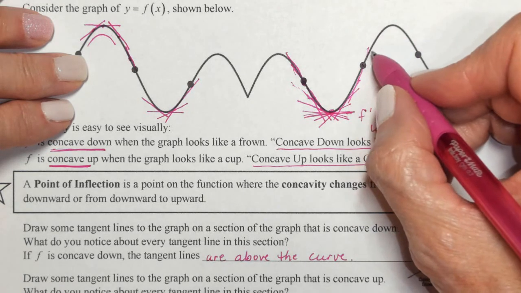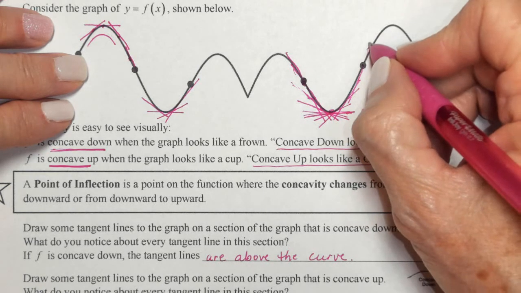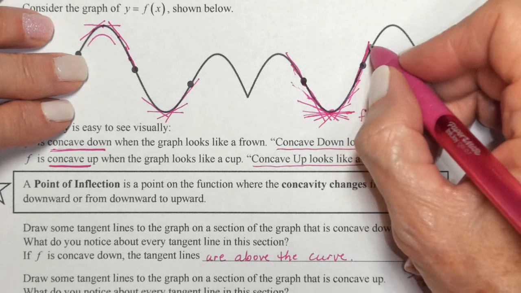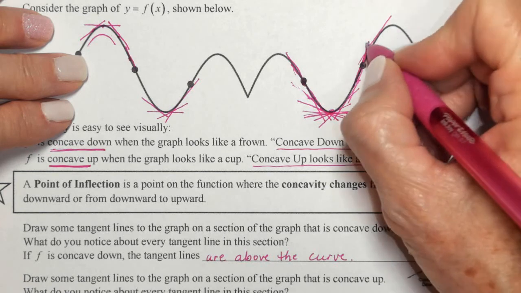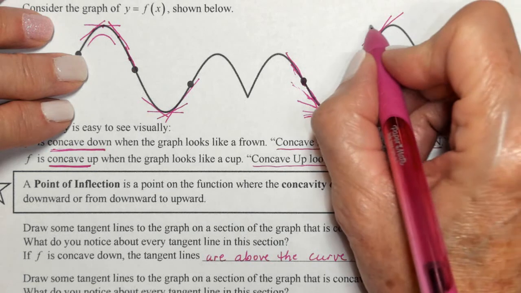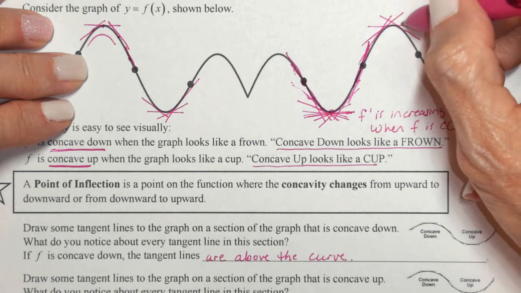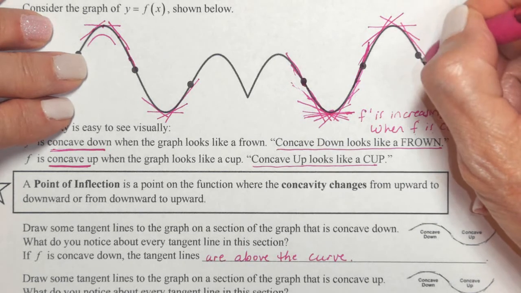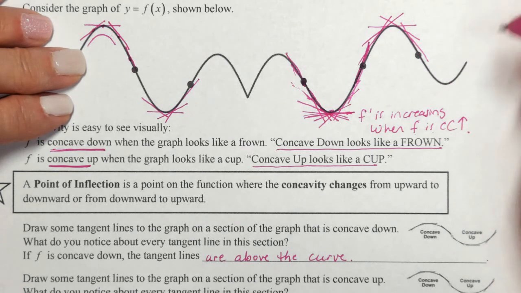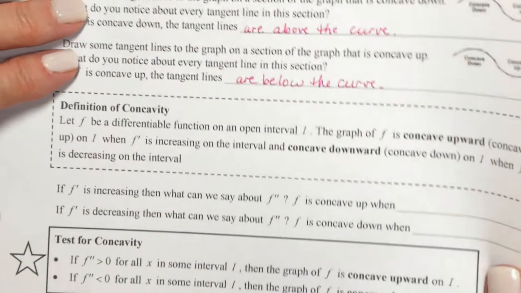Similarly, f prime would be decreasing when f is concave down. So here, the slope is a pretty high positive number, and as we keep on going, the slope is getting less and less until it gets to 0, and then it becomes negative after that. And it keeps on getting lower and lower until we get to that other point of inflection, and then it's going to change and become increasing again where the curve is concave up. That is the definition of concavity.